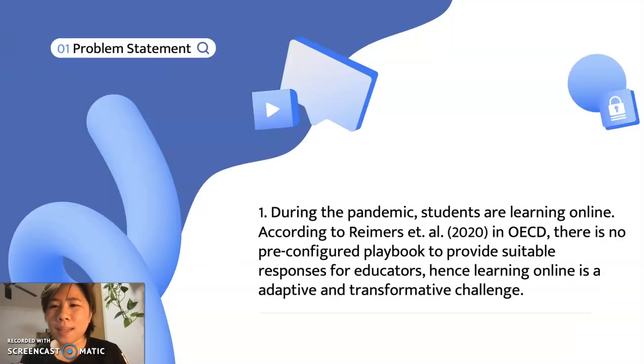Let's go. So, the first problem that I found was during the pandemic, students are learning online. According to Ramos et al. in 2020 in OECD, there is no pre-configured playbook to provide suitable responses for educators. Hence, learning online is an adaptive and transformative challenge. In other words, teachers, students, schools are not equipped with a specific tool, a specific curriculum to help in online learning. So a lot of times, teachers and students are very unsure of the things that they are supposed to do and which are the most effective ways of learning.